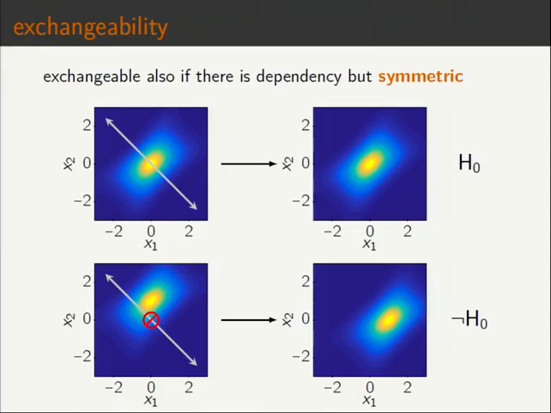So again, in this case, which is not normal, the dependency is not a simple correlation, but the dependency between x1 and x2 is symmetric. You can again use permutation to distinguish the null situation, where the mean is the same, from the alternative situation, where the means are different.